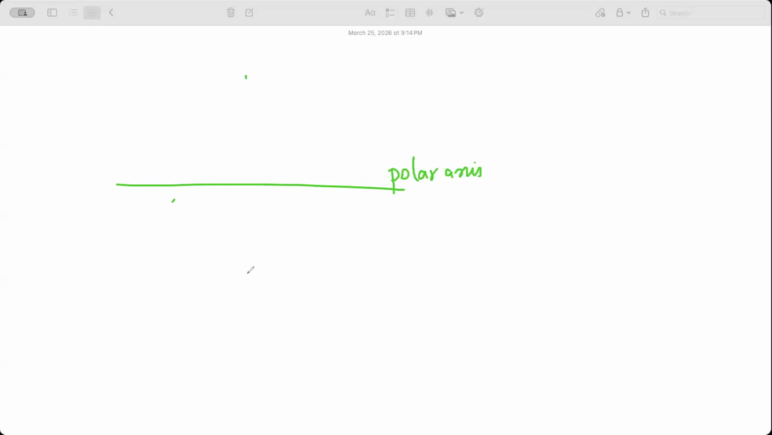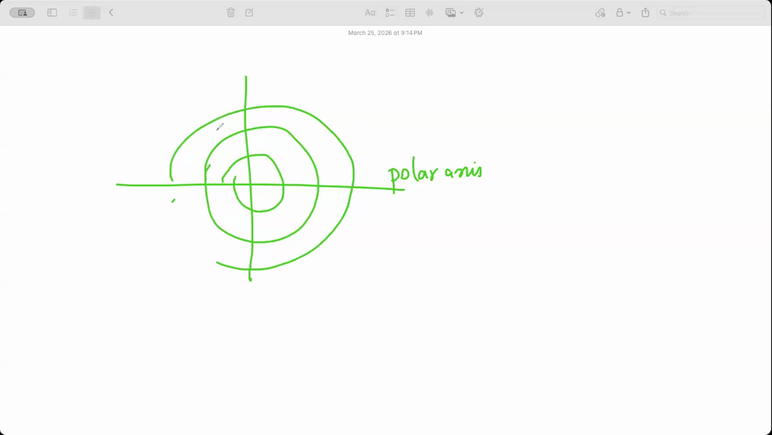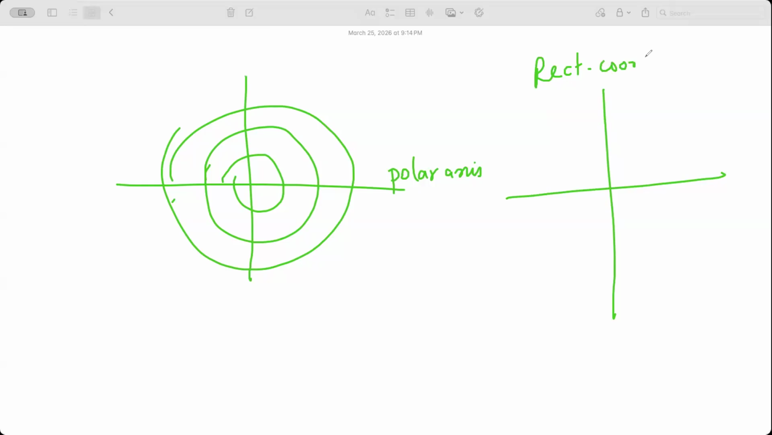Remember guys, to reiterate, in a polar coordinate system, this is called the polar axis. In a rectangular coordinate system, this is going to be the x-axis, and this is going to be the y-axis. Okay, now I'm going to bring up a polar graph and plot r equal to 4 cos theta. Guys, we are going to enter into polar graphs. I really want you to observe and grab the basics here.